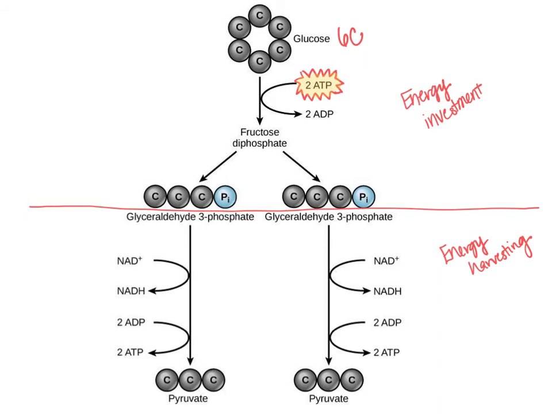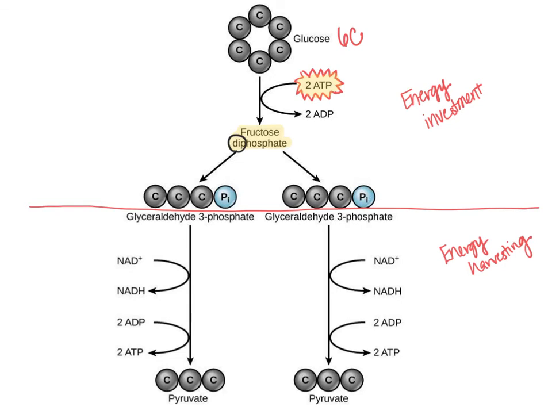What is left is a phosphorylated molecule called fructose diphosphate. Remember that di means 2, so it's a fructose with 2 phosphate groups attached to it. You're also left with a molecule of ADP, which can be recharged later in the process of cell respiration.